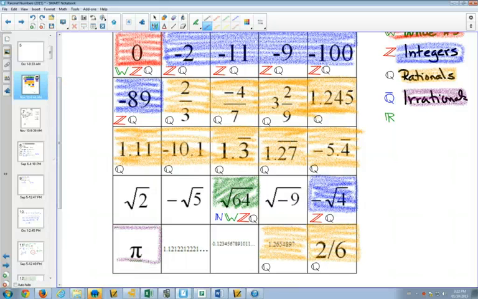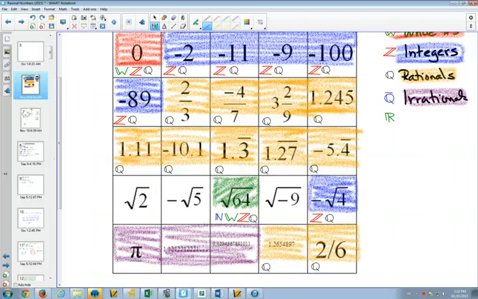We're going to include pi. These decimals continue forever, but do not repeat, so we're going to include them. This square root we're going to include. The negative square root of 5 we're going to include, but we will not include the square root of negative 9.